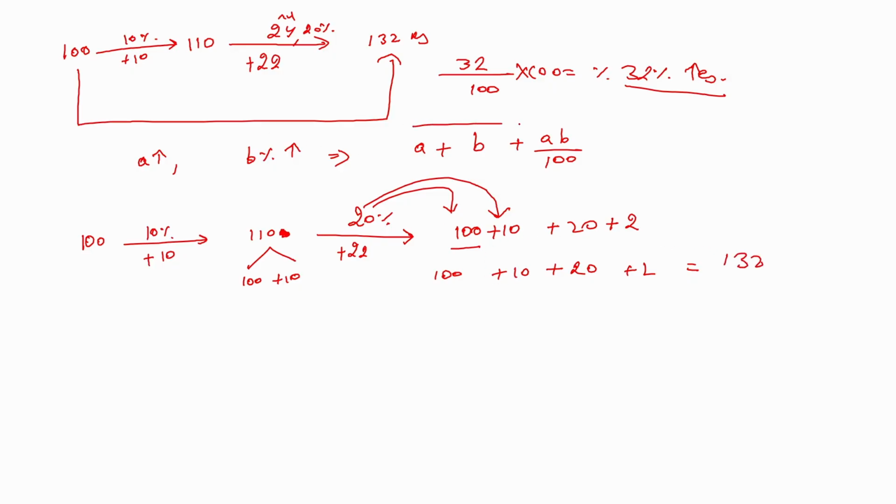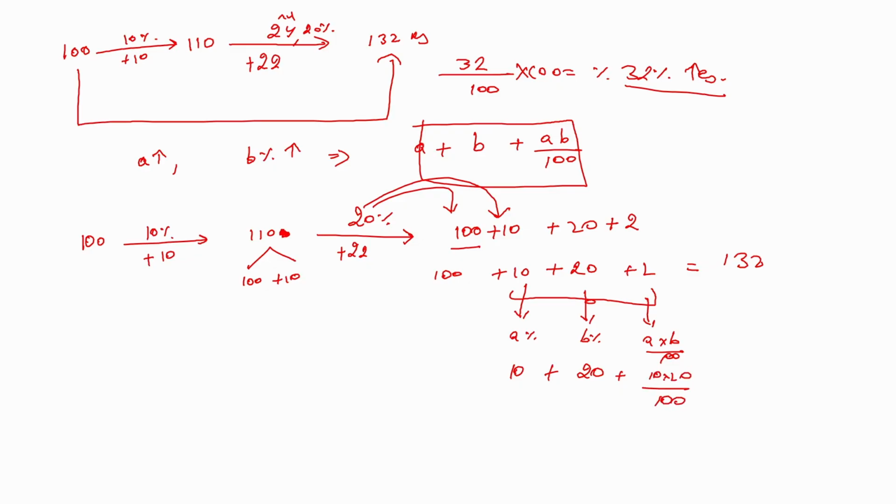So the formula A plus B plus AB by 100 came after this division. This is A percent, this is B percent and this is A into B upon 100. So the value of A is 10, the value of B is 20 and the value of A into B is 10 into 20 upon 100, which is 2. So the resultant value would be 32%. As both A and B are increased, the resultant value would be positive. That means an increase of 32% on the initial value.